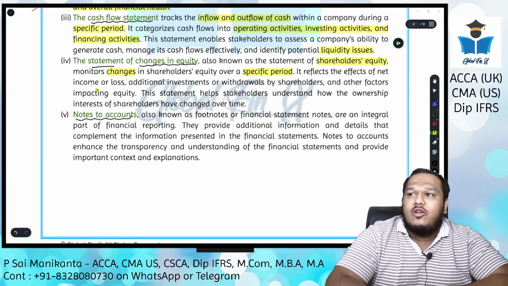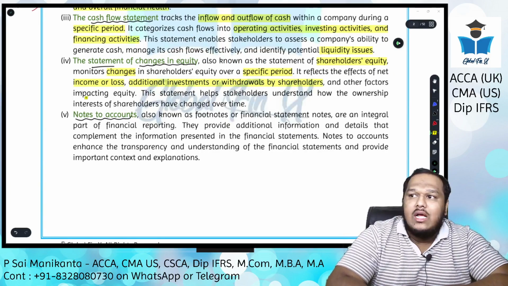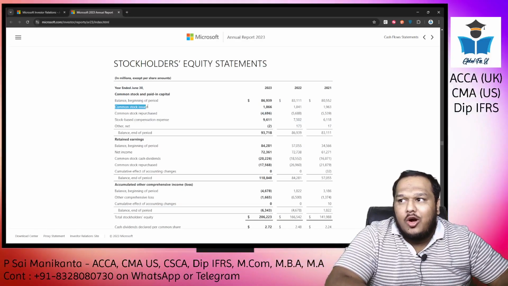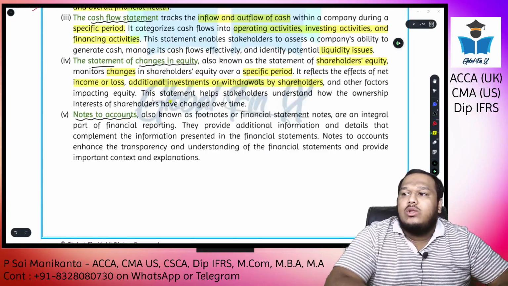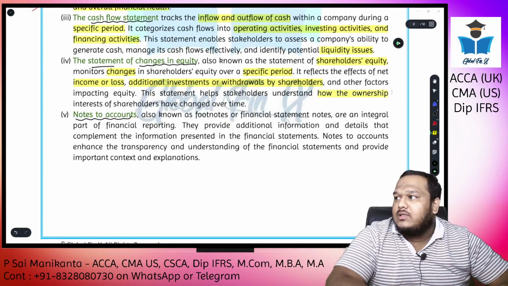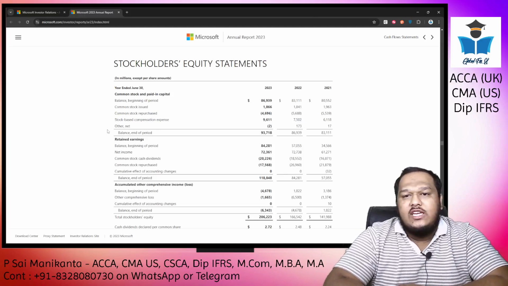It reflects the effect of net income or loss, additional investments, withdrawals by the shareholders, any other factors. So this is all talking about which part? This part. New common stock issued, common stock repurchased and all. The statement helps the stakeholders understand how the ownership interest of the shareholders has changed over the period of time. So this is the critical thing. So you can see here, how did the common stock change over a period of time?